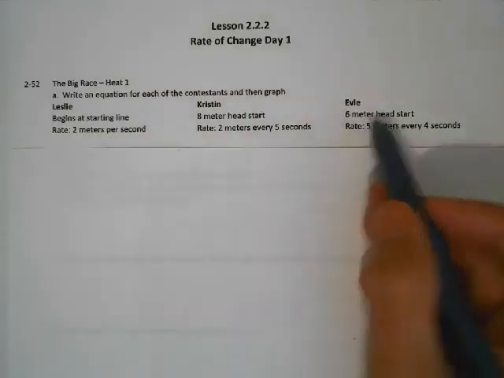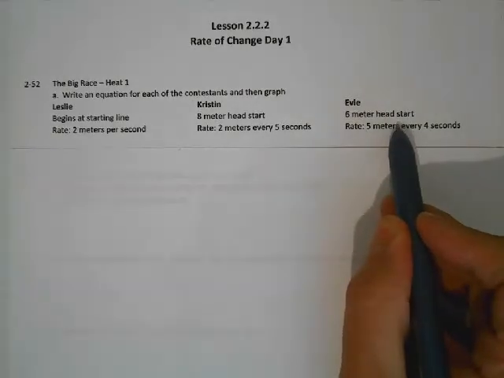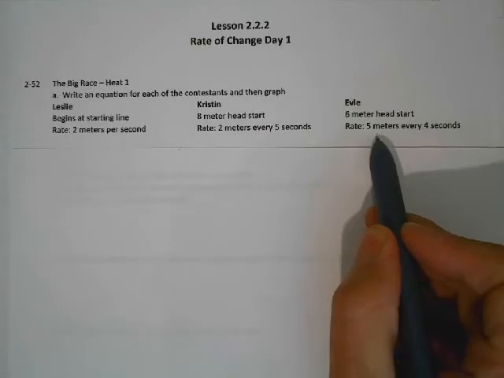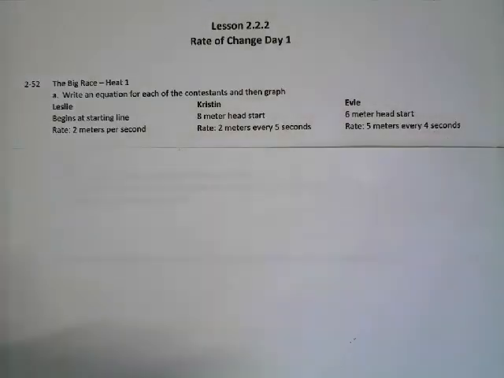And then we got Evie last. Evie is going to get a 6-meter head start. And her rate is 5 meters, but it's every 4 seconds. All right, what we want to do is we want to write an equation for each of these and then make a graph.